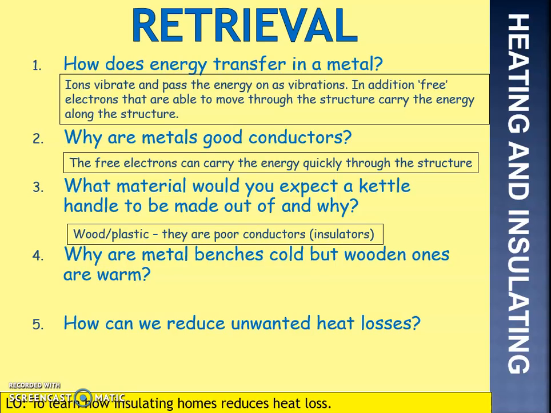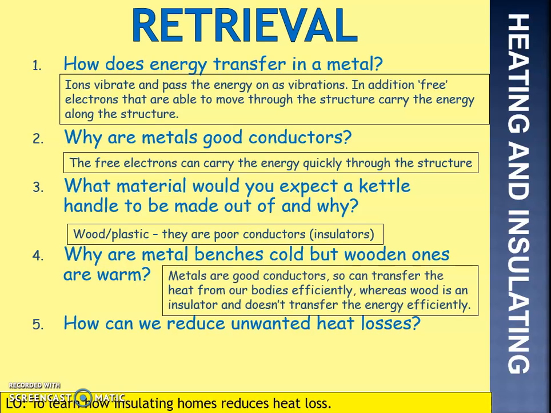Why are metal benches cold but wooden ones warm? It's because metals are such good conductors, so they can transfer the heat away from our bodies efficiently, whereas wood is an insulator, and so it doesn't transfer that energy efficiently at all.